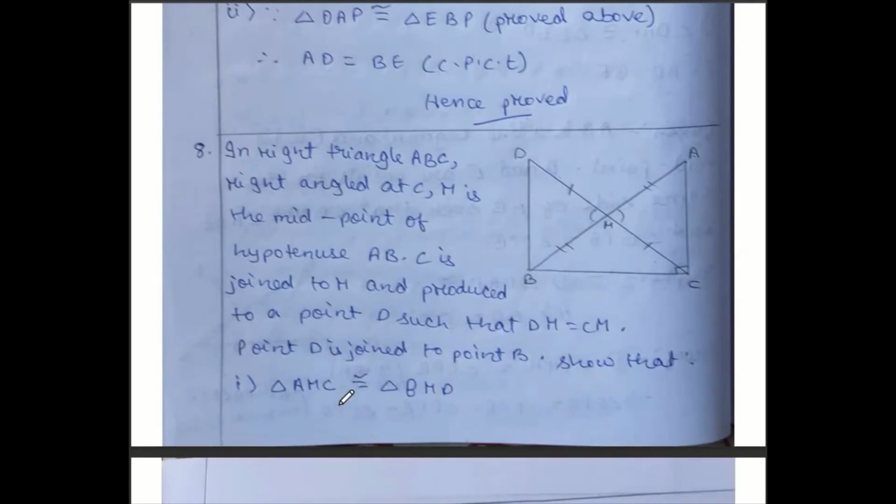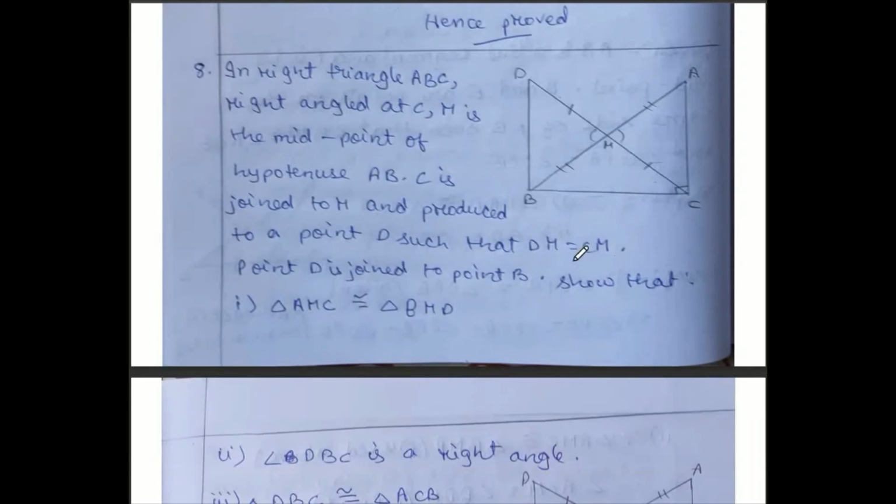A bit long question. In right triangle ABC, right angle at C, diagram also given in the question itself. M is the midpoint of the hypotenuse AB. That means it is already given, right angle triangle. M is the midpoint for the hypotenuse AB. C is joined to M and it is produced up to a point D such that DM and CM both are equal. D point and B point already connected. Then first question, this triangle and this triangle both are congruent, AMC and BMD.